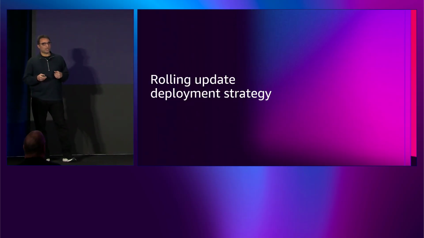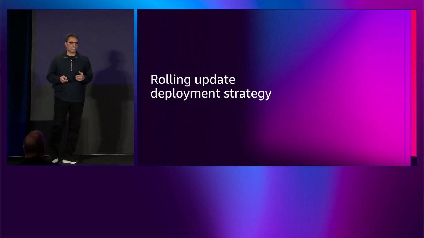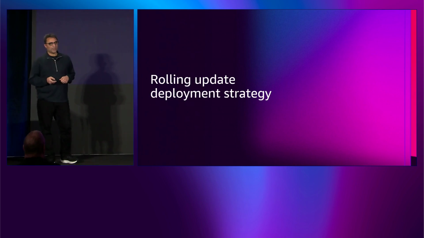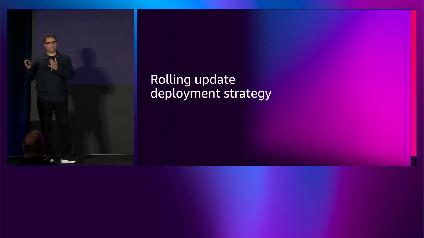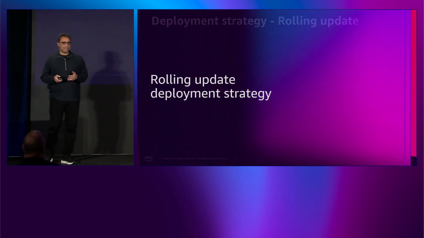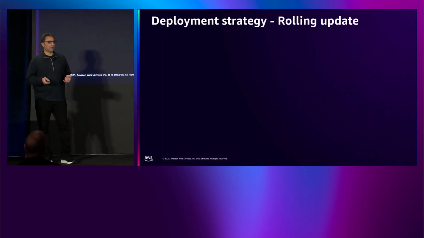Now let's get into the rolling update deployment strategy and see how it works. If you want to deploy your new version without any downtime, one of the approaches that you can use is gradual replacement of your tasks that are running the old version with newer tasks that are running the new version. And this is what we call the rolling update deployment strategy.